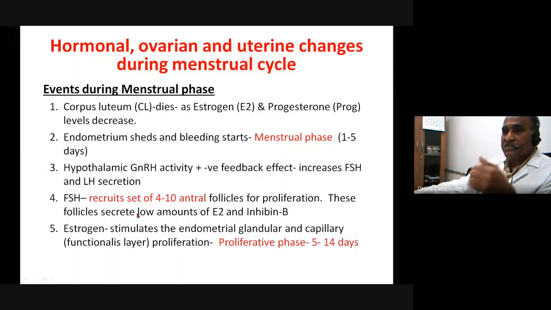These follicles secrete low amounts of estrogen, and also they secrete inhibin B. So now this estrogen stimulates the endometrial glands and the capillary growth, the functional layer of the capillaries to grow. So this is the proliferative phase. This is days 5 to 14 in terms of the endometrium.